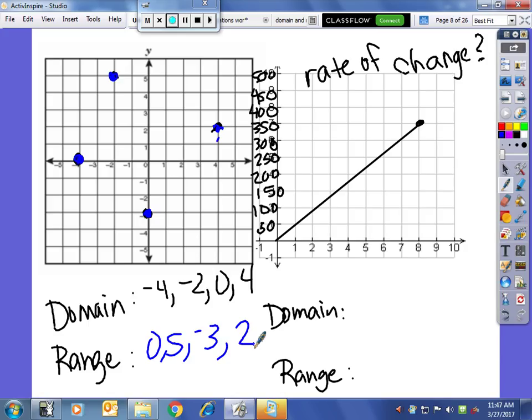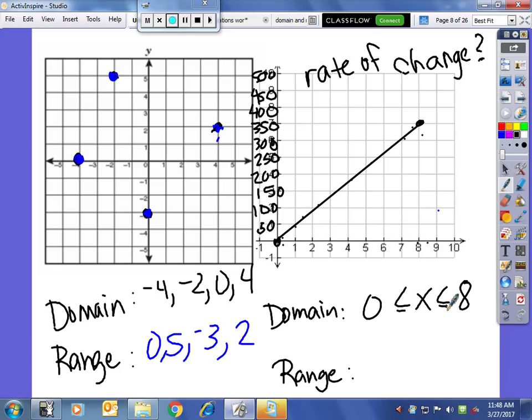Now, much different situation when we come over here to this continuous graph. What's the lowest domain value? 0. What's the highest? 8. So this domain goes from 0 to 8, and all the other x's are somewhere in between.